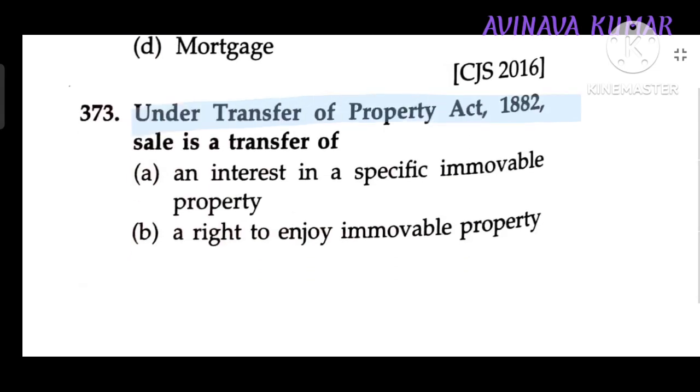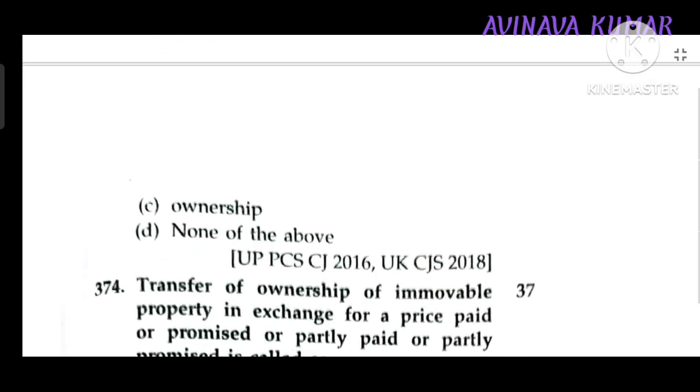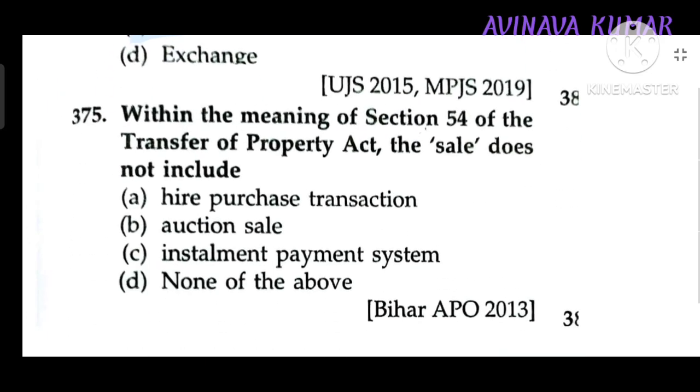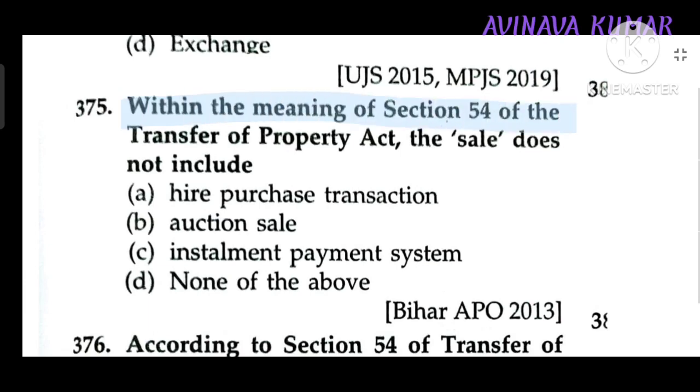Under the Transfer of Property Act 1882, sale is a transfer of ownership. Transfer of ownership of immovable property in exchange for price paid or promised or partly paid or partly promised is called sale. Within the meaning of Section 54 of the Transfer of Property Act, the sale does not include none of the above.